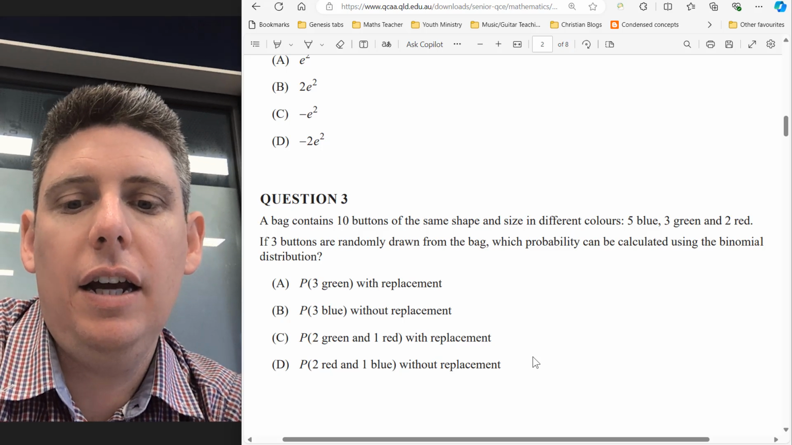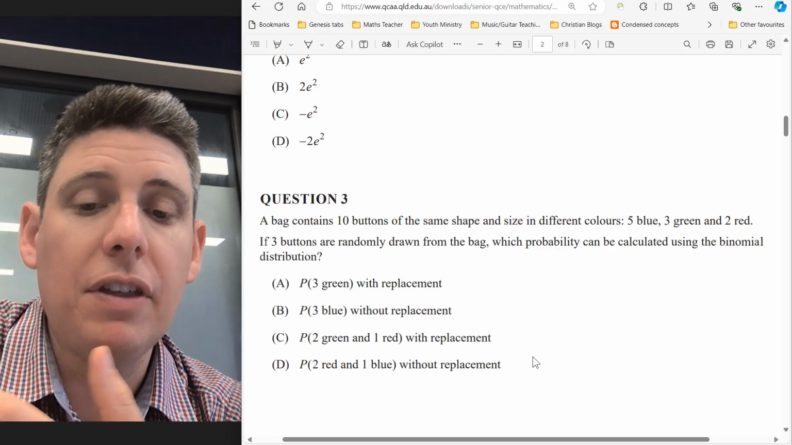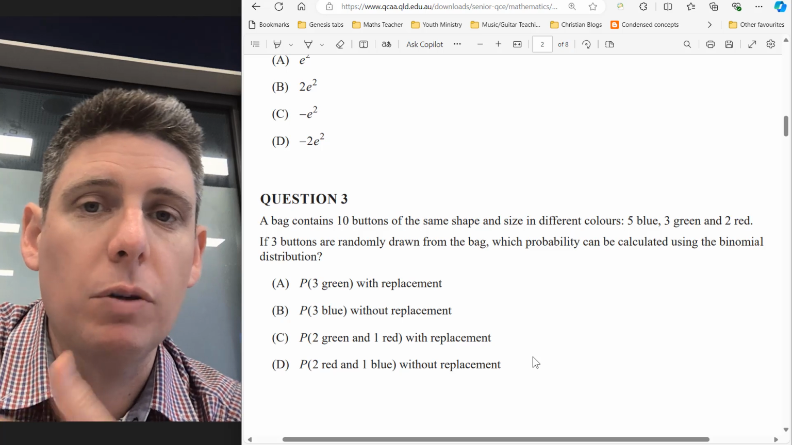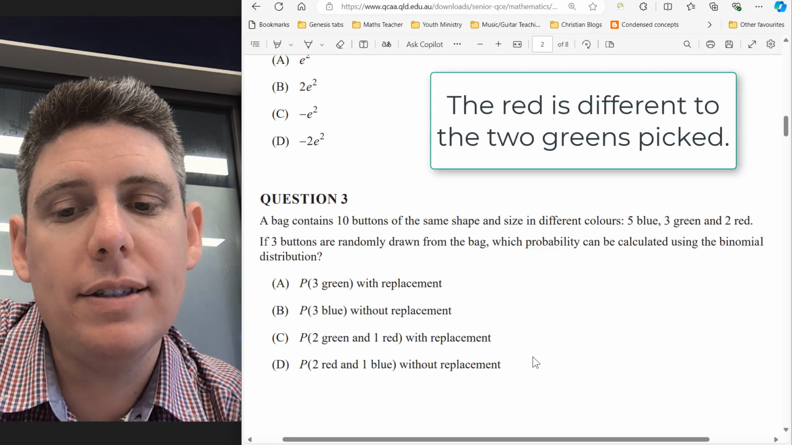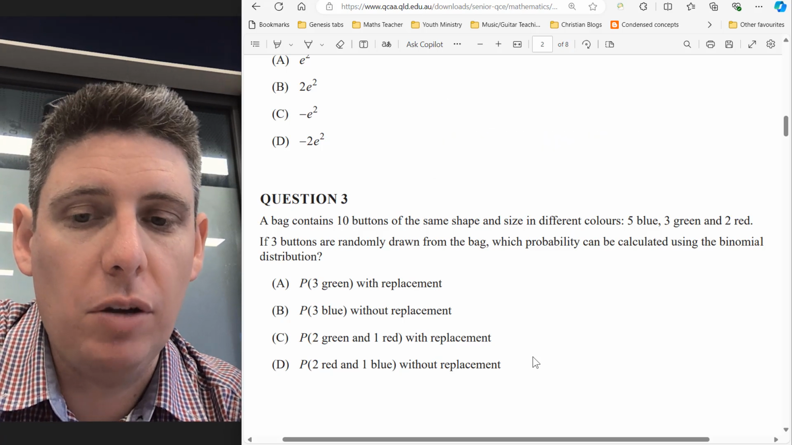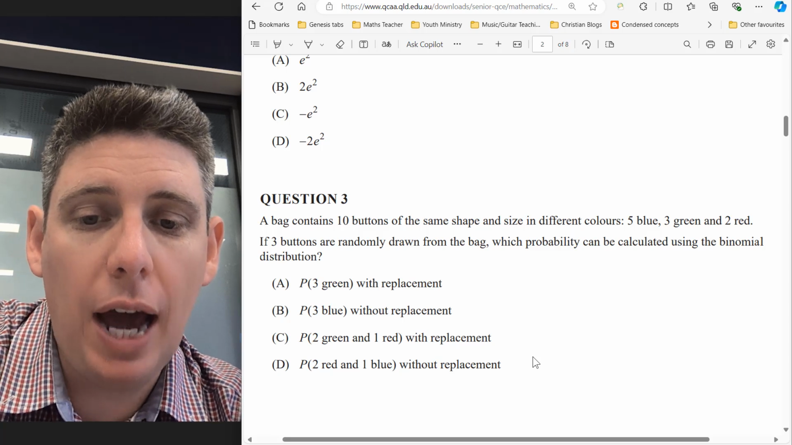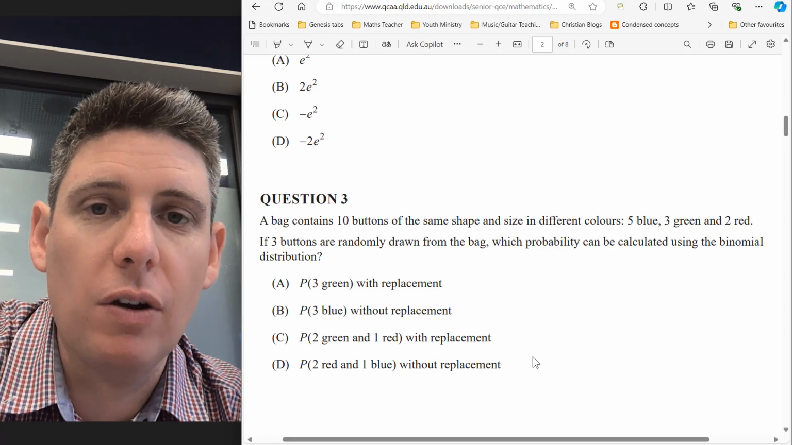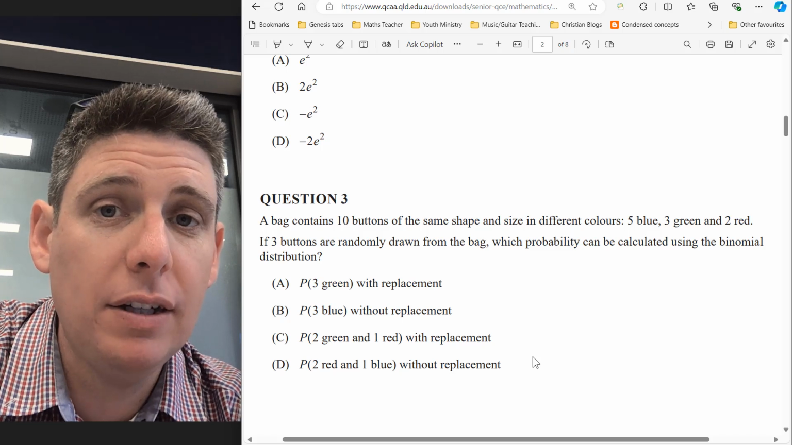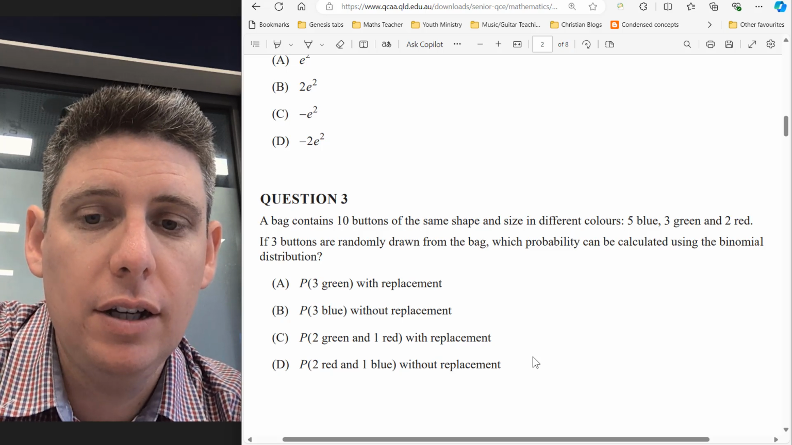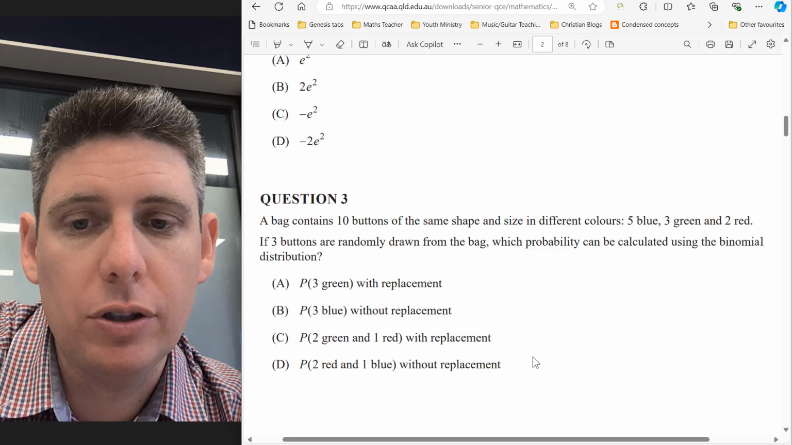3C, it's green and then a green and then a red, but the red is not repeated. So that's why C isn't binomial. And B and D are both without replacement, so the probability is going to change. They are not independent, they depend on each other. So that's not binomial distribution.